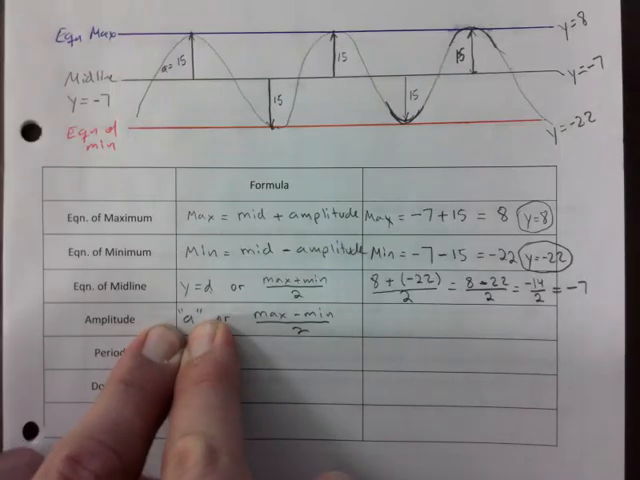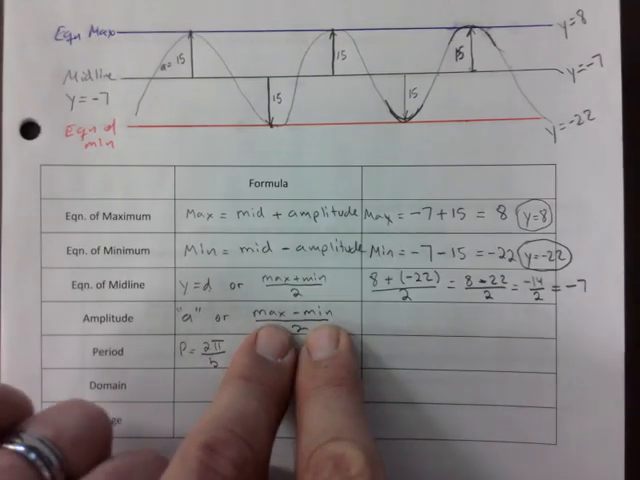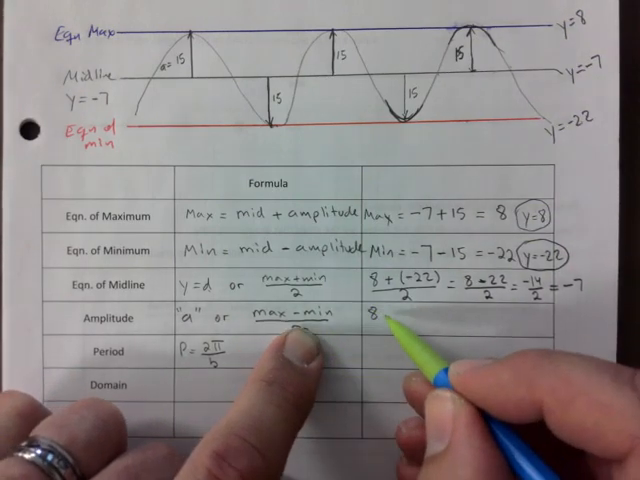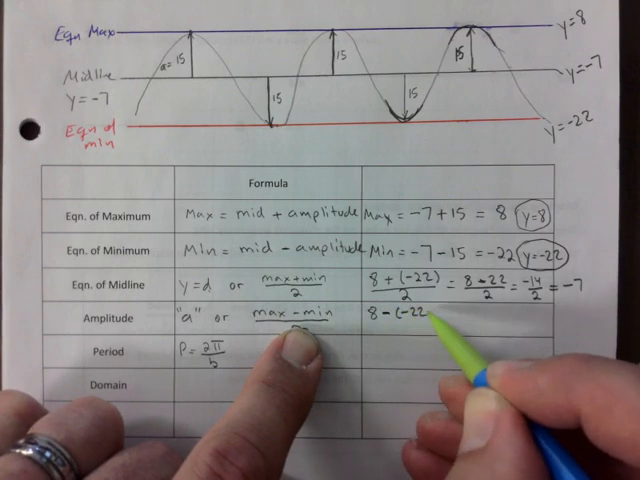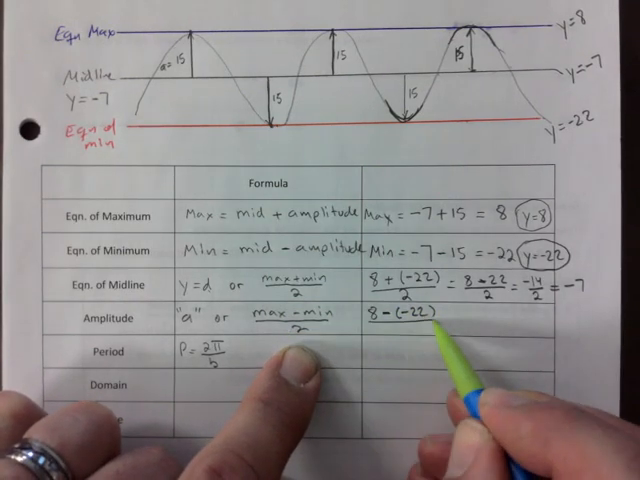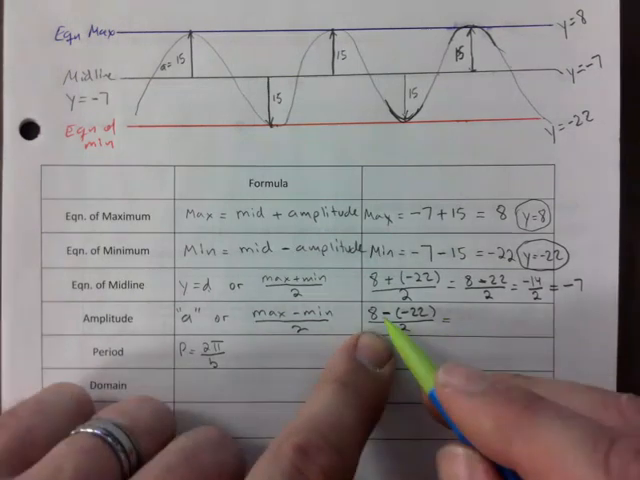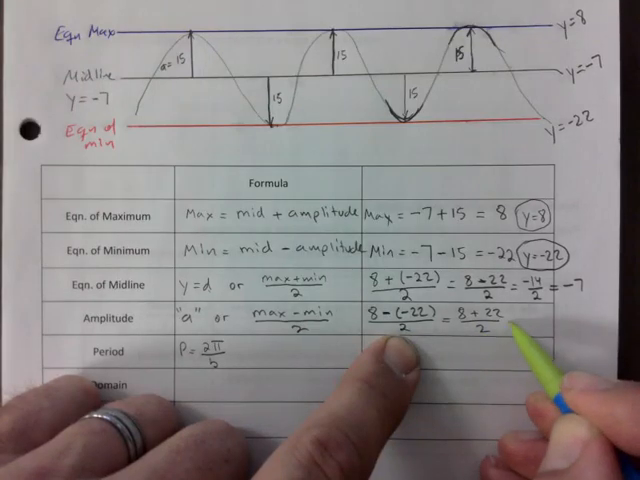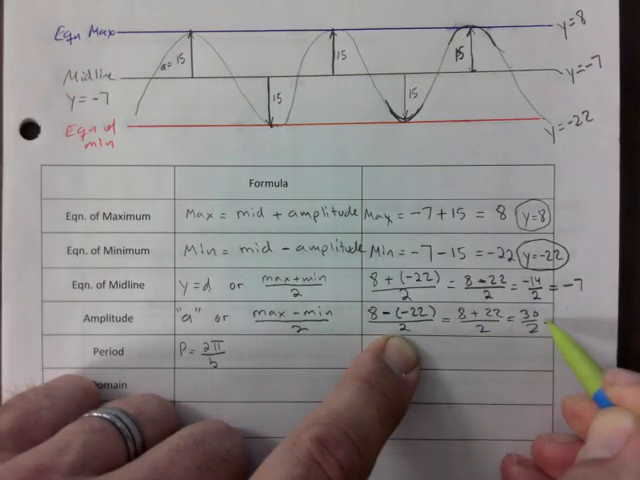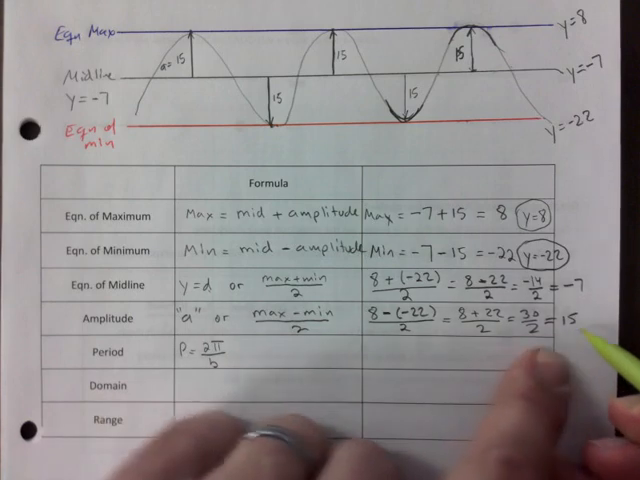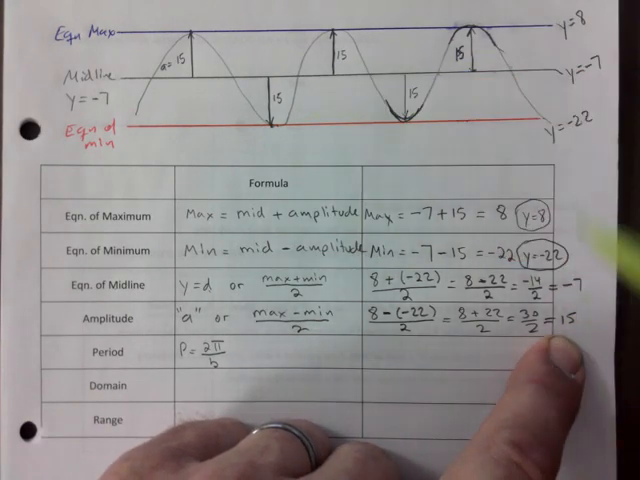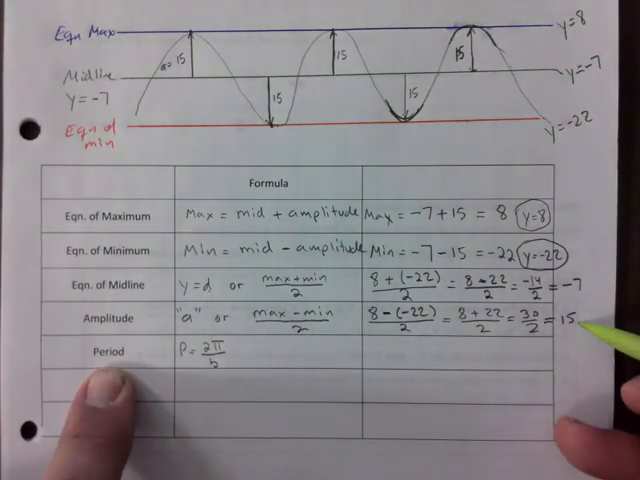Amplitude. We know it's A. We already know it's 15. But let's say you didn't have the equation. You just had the graph. I would expect you to know it's max minus the min, right? You got to pay attention to the signs, divided by 2. So this is really 8 plus 22 divided by 2, which is 30 divided by 2, which is 15. We knew that our amplitude was 15. It's all over the place here. Okay, so that just checks out. Period.